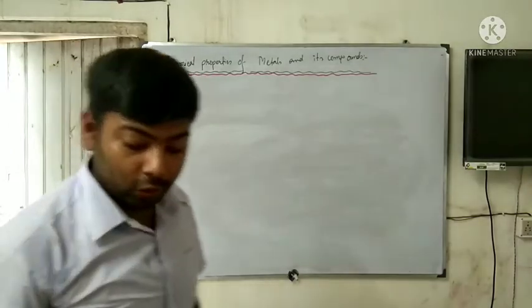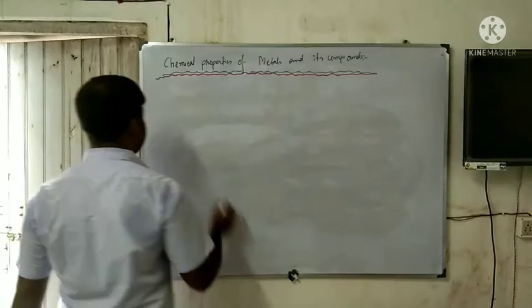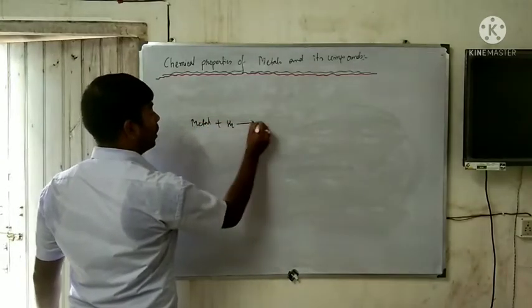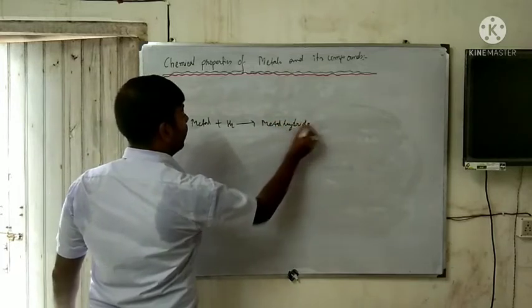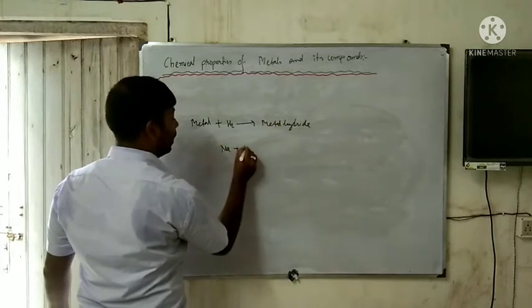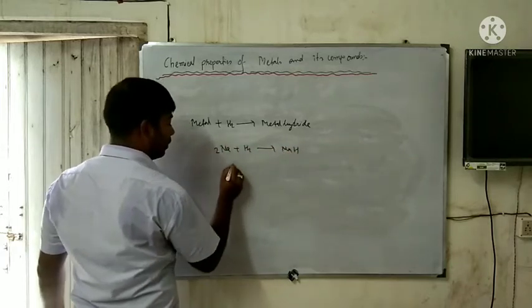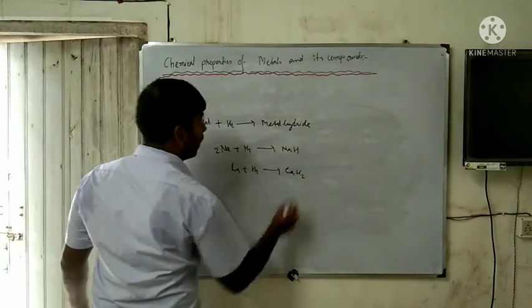Reaction of metal with hydrogen. Metals react with hydrogen to form hydrides, that is, metal hydrides. For example, sodium reacts with hydrogen to produce sodium hydride. Suppose calcium reacts with hydrogen, it produces calcium hydride.